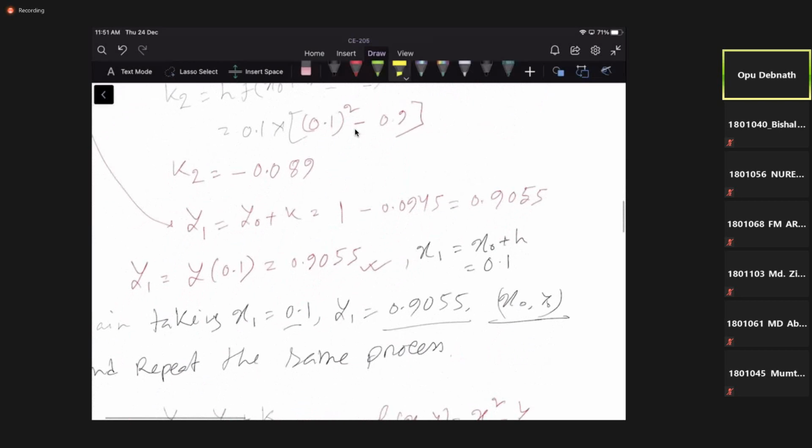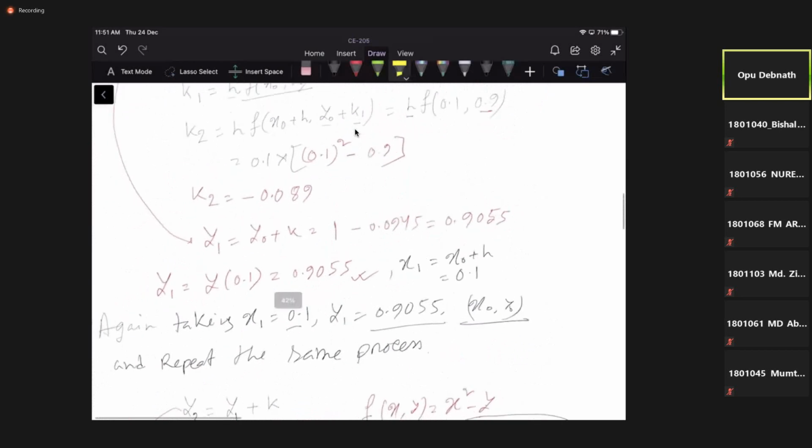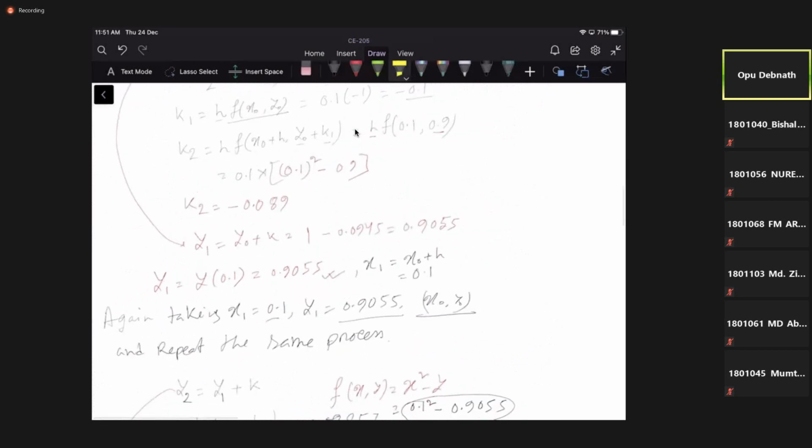So I think in the next class we will solve a problem regarding simultaneous first order differential equations, and then we will see second order differential equations. Okay. Now if you have any questions related to today's lecture or assignment, you may ask.